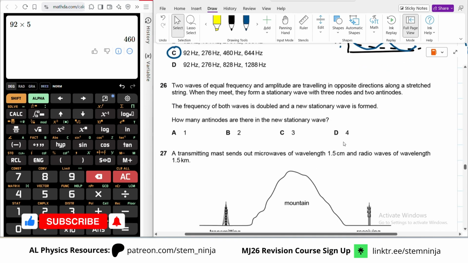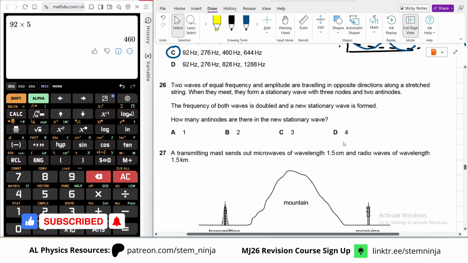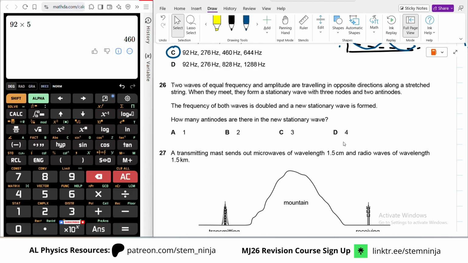Two waves of equal frequency and amplitude are traveling in opposite directions along a stretched string. When they meet, they form a stationary wave with 3 nodes and 2 antinodes. The frequency of both waves is doubled and a new stationary wave is formed. How many antinodes are there in the new stationary wave? So antinodes will be doubled.